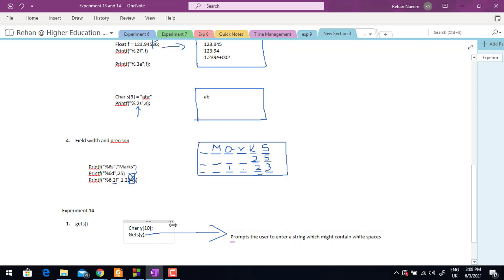Clear? And then if you write printf percentage s, y, the string that is stored in y will be displayed as the output. So gets is a very useful built-in function of C language to read a string from the user.